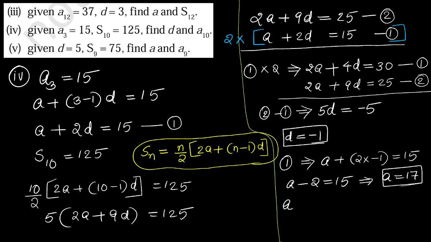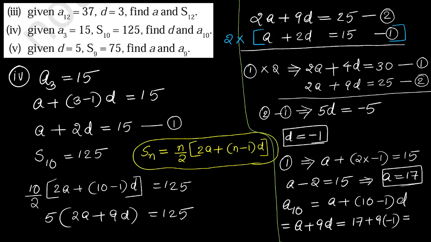The 10th term is given by a plus 10 minus 1 into d. We have a formula: nth term is a plus n minus 1 into d. So the 10th term is a plus 9d. a is 17 and d is minus 1. You will get the answer as 8. 8 is the final answer, I mean a10. a10 is 8. So all of you please write down. If you are 100% clear, then raise your hand.